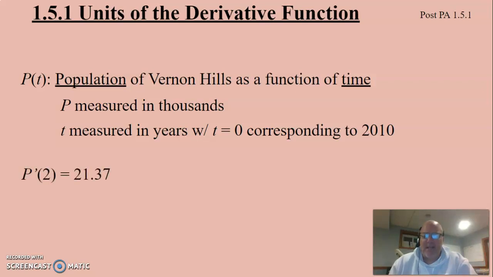If I say p prime of 2 equals 21.37, how would you interpret that statement? What does that statement mean? How would you explain it to someone who didn't know anything about derivatives? Well, it turns out that p prime of 2 equals 21.37 would mean that the instantaneous rate of change at 2 years after 2010, so in the year 2012, is 21,370. So we would expect during the year 2012 that the population of Vernon Hills would grow by 21,370 people.